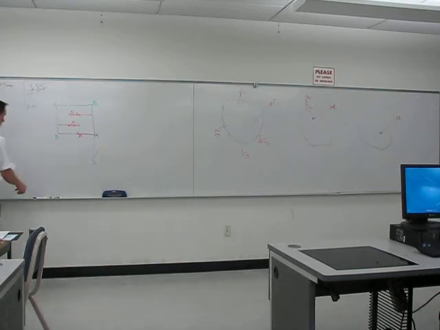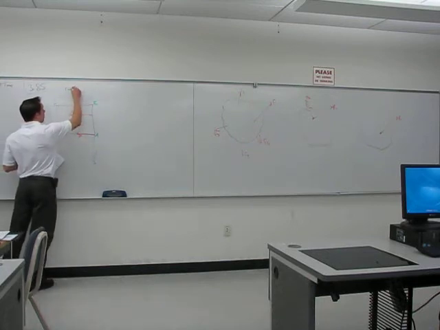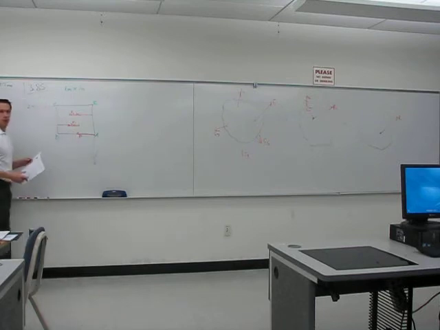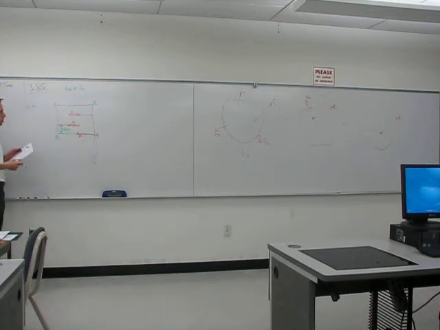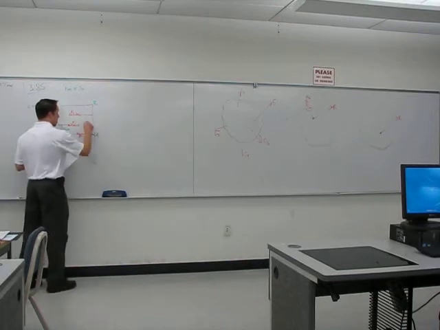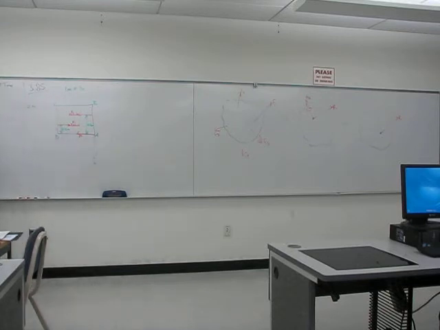And a few dimensions that we might want to know. The box is 1 meter by 1 meter. And it looks like there's a distance of 0.2 meters for F1 and a distance of 0.7 meters for F2.